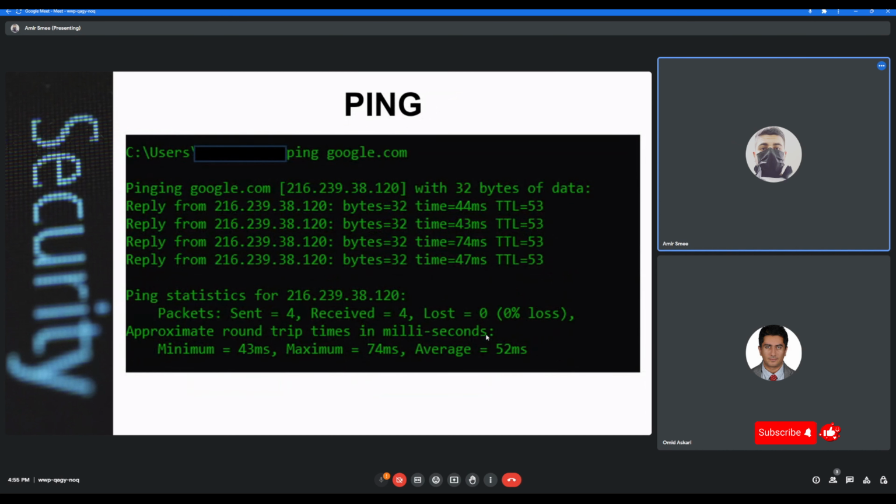Ping. This command tests the network connection between two systems. You can use ping followed by the IP or website address.